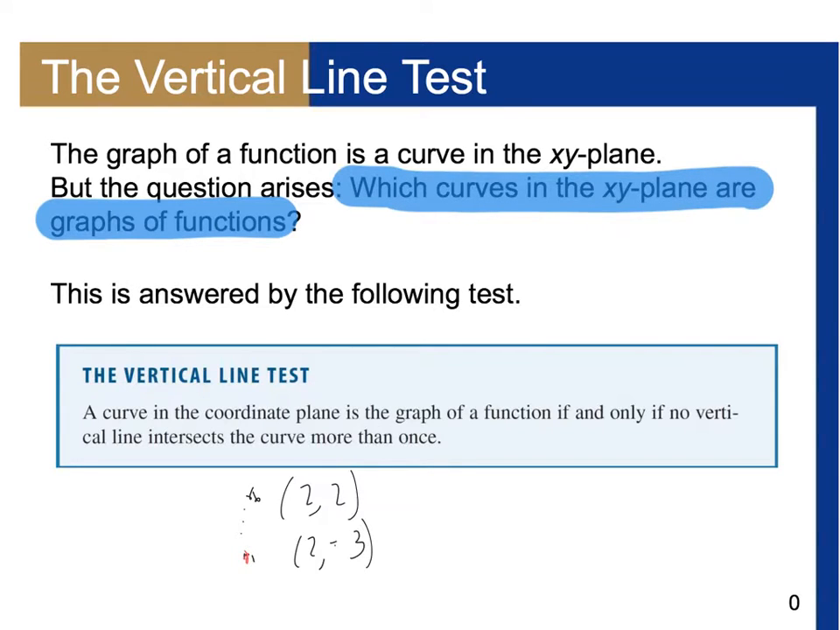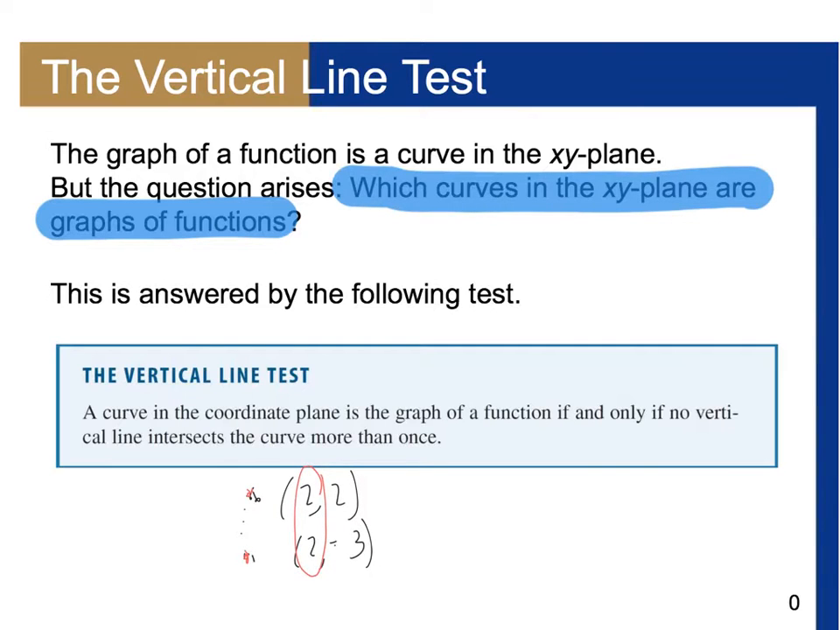Let's make these red. So these are our 2 points. They line up vertically. That's a repeated x there. So if you have 2 points that line up vertically, you have a repeated x, which you can't have for a function. So we can test that on a graph by using what's called our vertical line test.